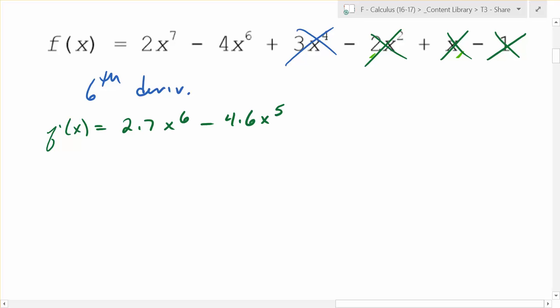Now here's the thing. What's the second derivative of x squared? 2. It's just 2, right? 2x and then 2, right?